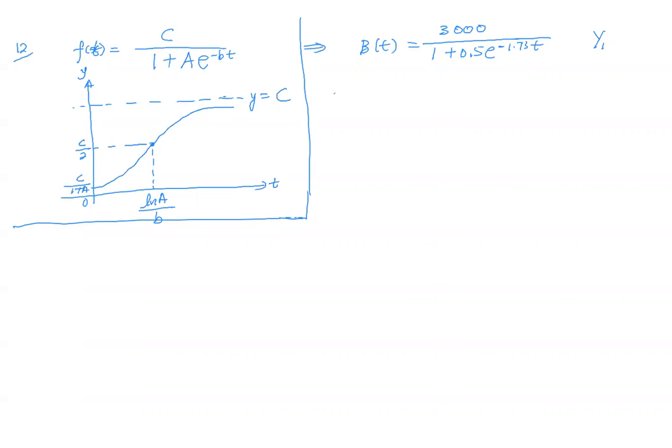Okay, part A. When you say initial bee population, that means I'm looking for B0. Can you tell me what is the answer for B0? Rachel? 2000. So it's 2000 bees, right? Okay, initially there are 2000 bees. Okay, so part B.